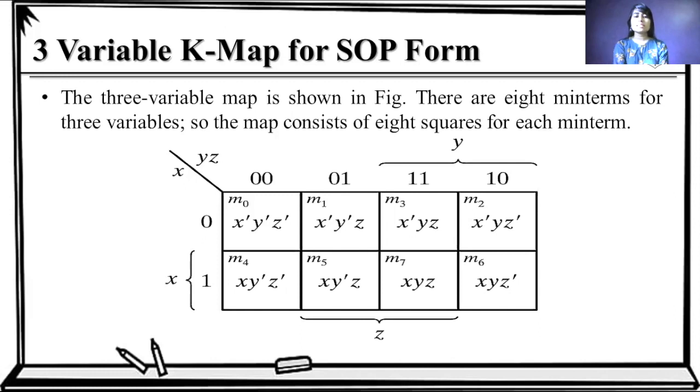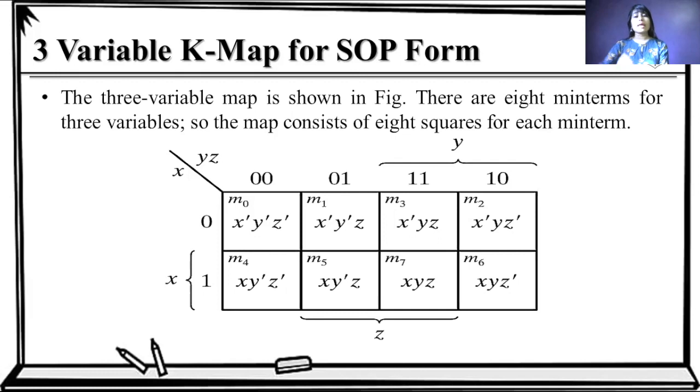So here the decimal equivalent of these squares can be written as 0 1 2 3, and 4 5 6 7. Okay, remember 0, 1, 2, 3, 4, 5, 6, 7. And the term respective to this square, for x equal to 0 and y z equal to 0 0, is x dash, y dash, z dash. As x has the value 0, that means x dash, and y and z have the value 0, that means y dash, z dash. Then for m1, x dash, y dash, z.